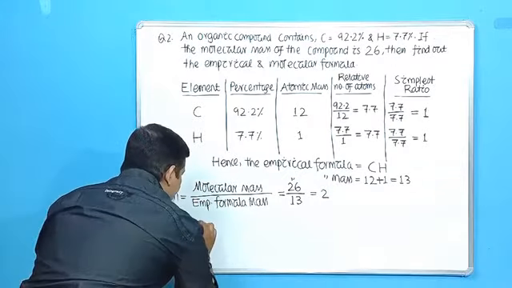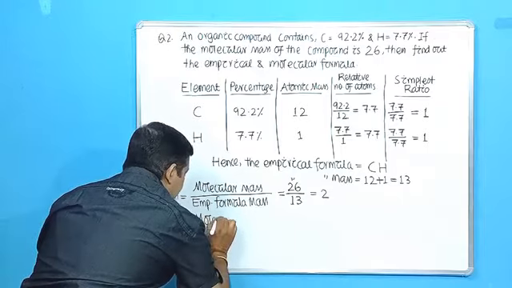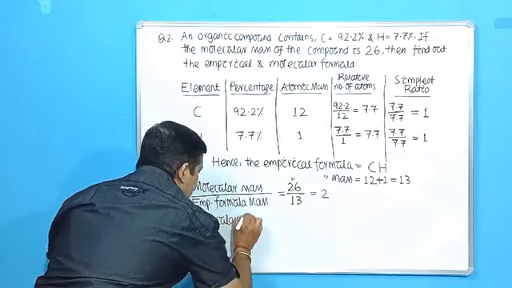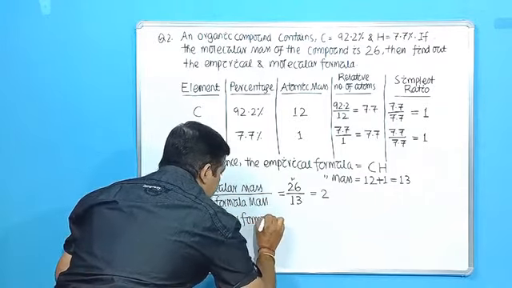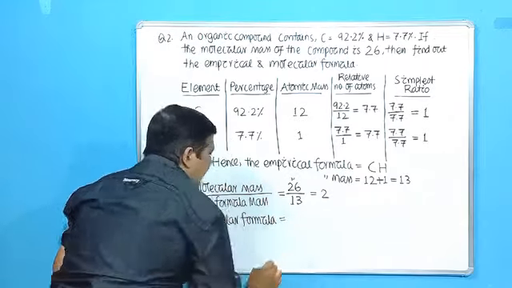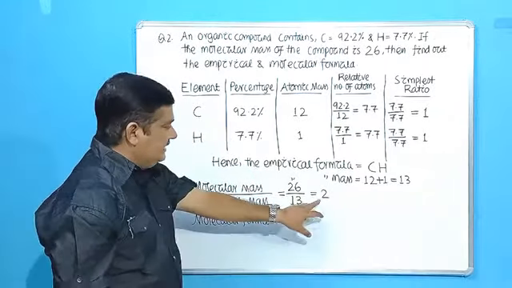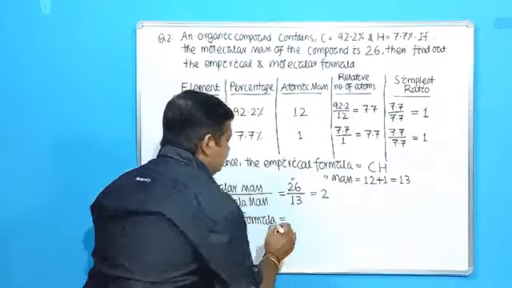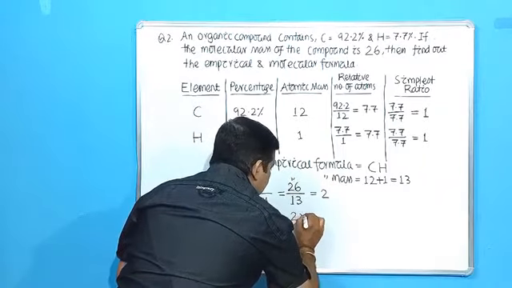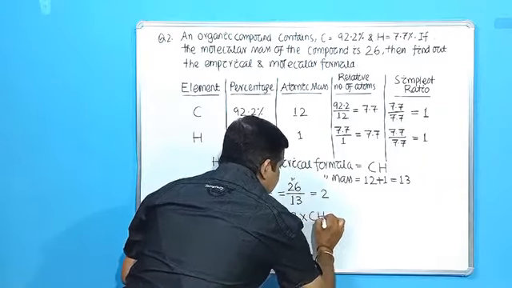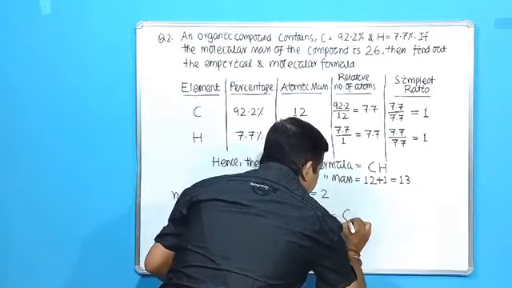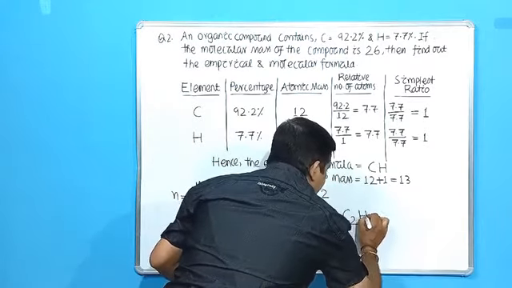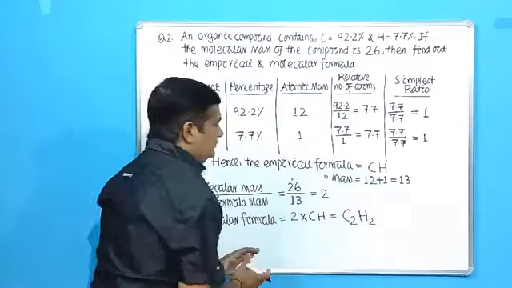So what is the molecular formula? So molecular formula would be N into empirical formula. N is 2, empirical formula is CH. So 2 into CH. So what it will be? Now C2H2. It will be C2H2.